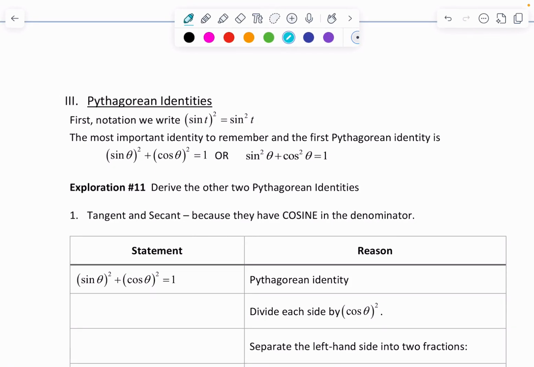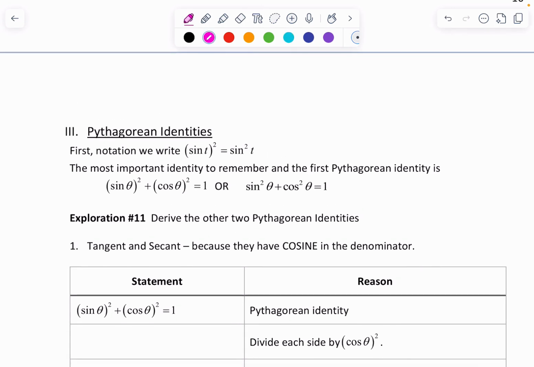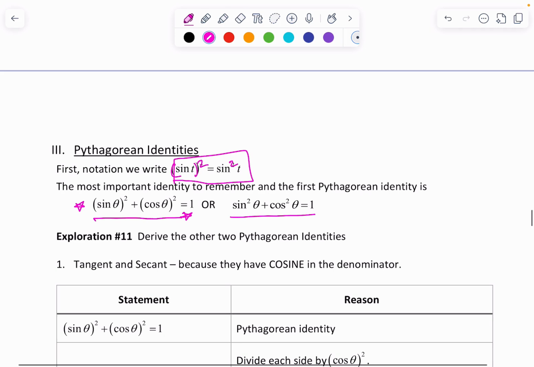All right, let's talk a little bit about the Pythagorean identities. So we've already talked about one Pythagorean identity. Before I get too far along, I'm just going to remind you of the notation. We can either put the parentheses and put the squared, or we can set the squared inside. So we can write our notation either way. I'm going to use the first one just because it's handy in calculus.